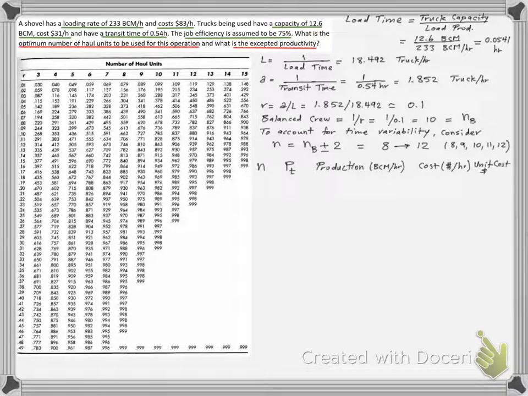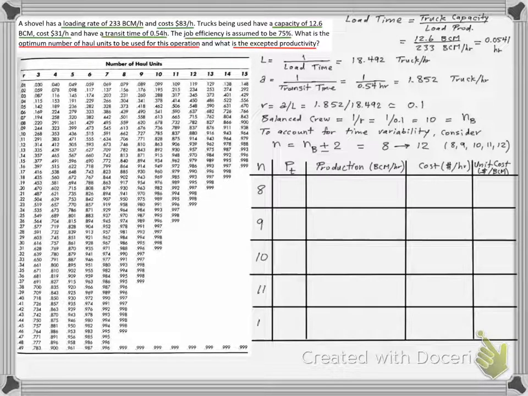We will use this table format to analyze the crews of 8, 9, 10, 11, and 12 trucks. It seems like a lot of work, but it is very simple and repetitive process. For each scenario, we'll identify its PT value from the shown table using the number of trucks, N, and the R factor. Remember, PT is the probability that there will be a truck available to be loaded at any given time.